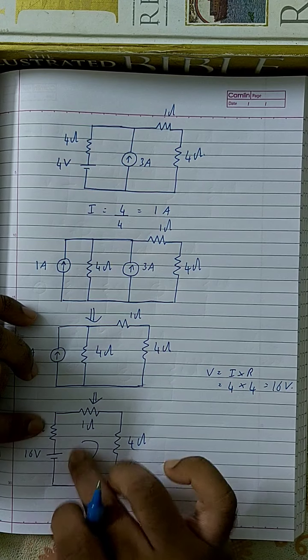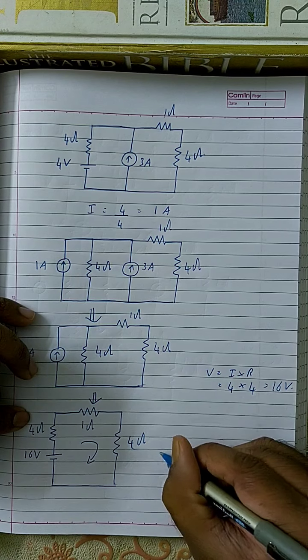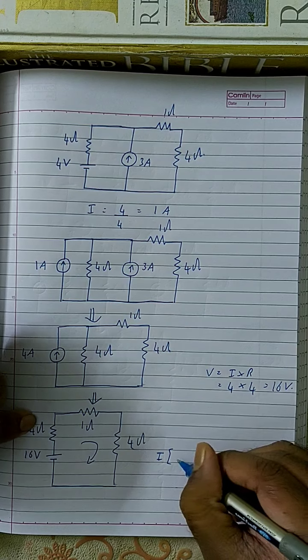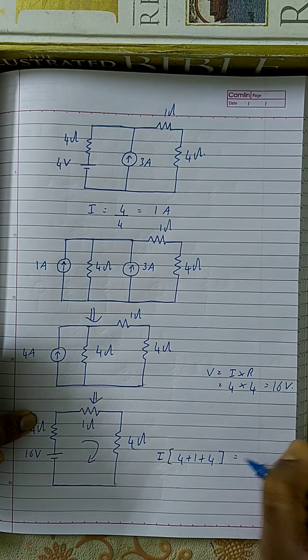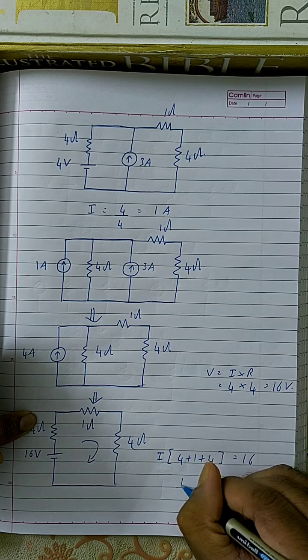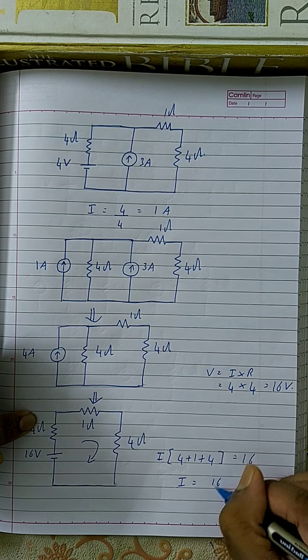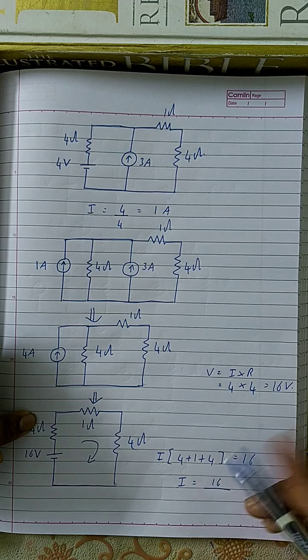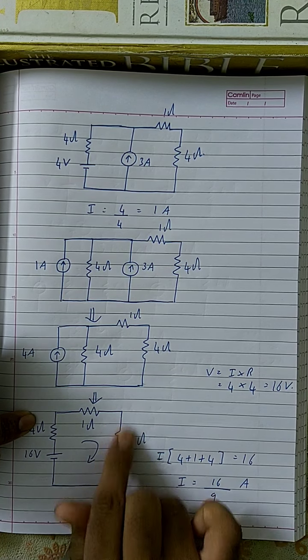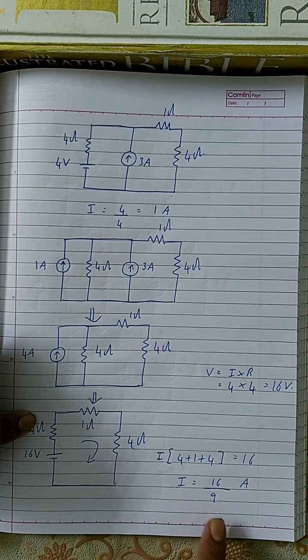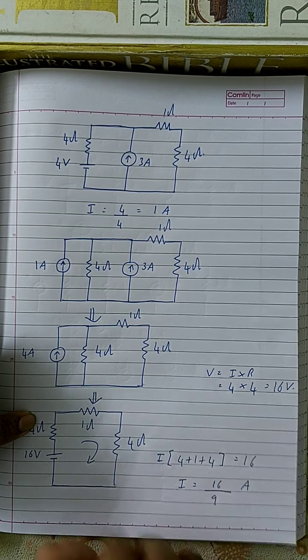So if you apply mesh analysis, what you will get? I into 4 plus 1 plus 4 is equal to 16, or I is equal to 16 by 4 plus 1 is 5, plus 4 is 9. So 16 by 9 amperes. Current through the resistor is 16 by 9 amperes. Right? Current through this resistor.